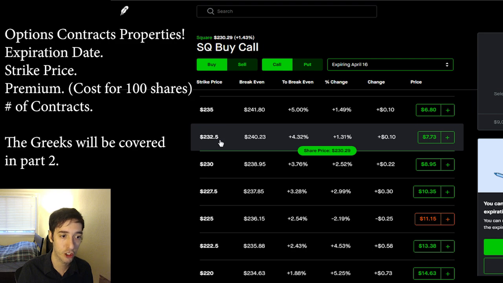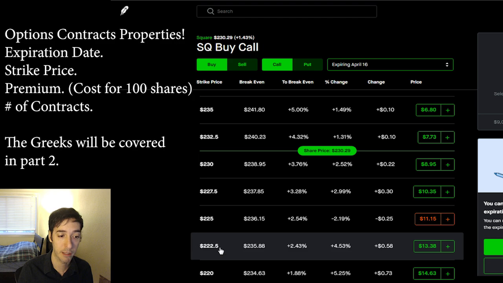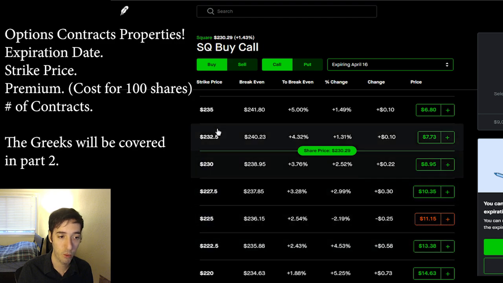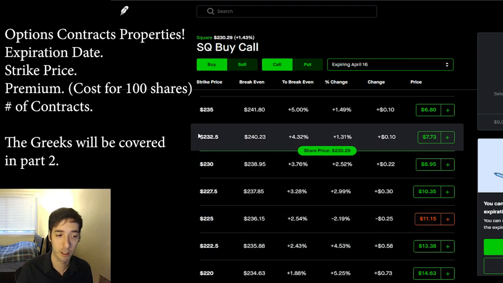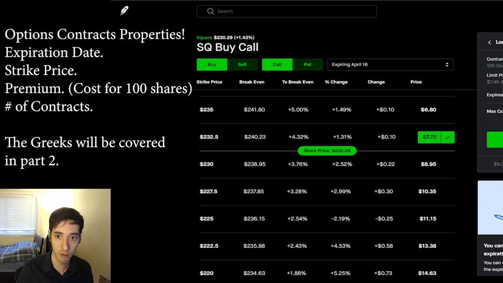This is called a strike price. So these numbers on the left, they're called strike prices. And we're going to go into more detail, but just keep this in mind. At 232.5 call, I'm going to buy. So I'm going to click this plus, continue.